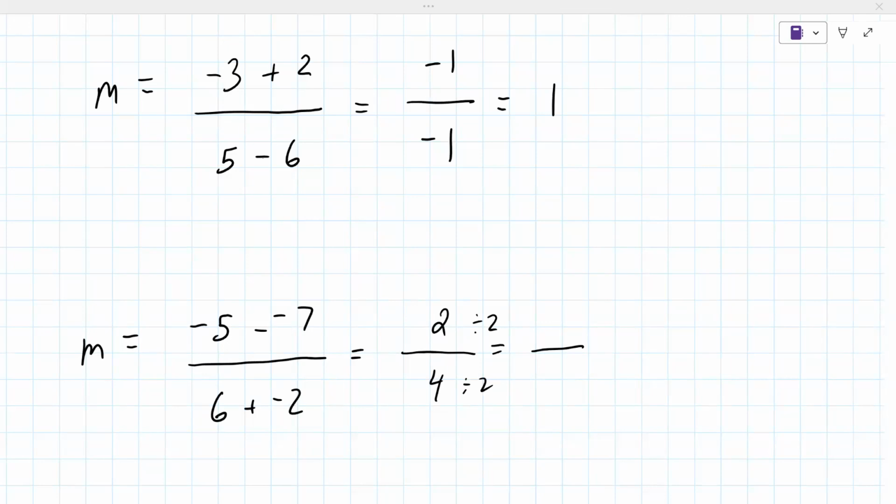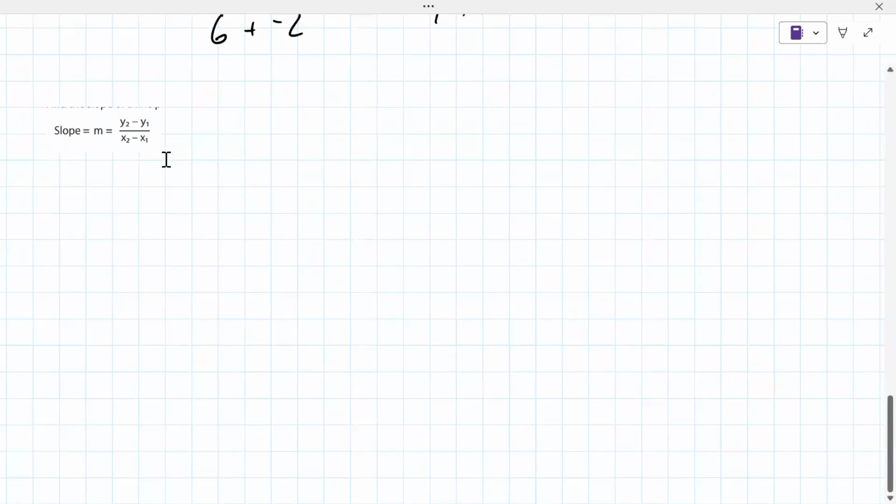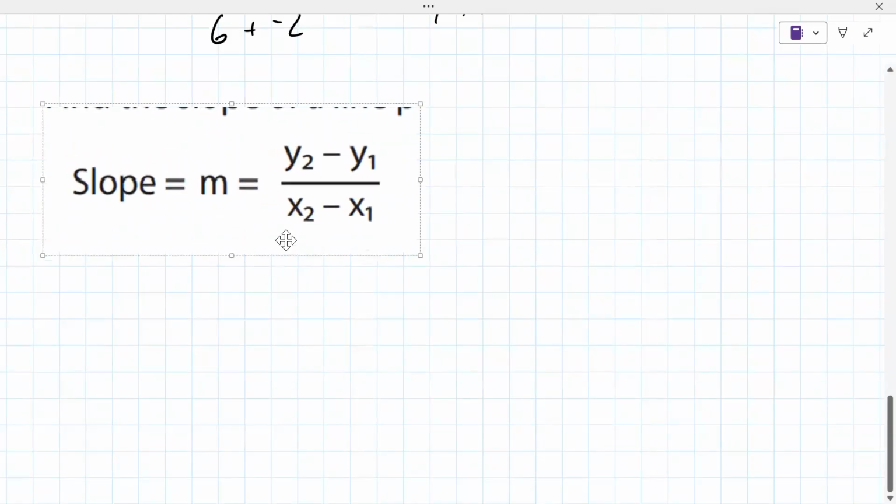What does that become? 1/2. Good. Okay. So you definitely have this down. So I'm okay for us to move forward to doing some of these slope problems, because you have to be comfortable substituting in. Now there's always going to be the subtraction sign. It's always going to be there.